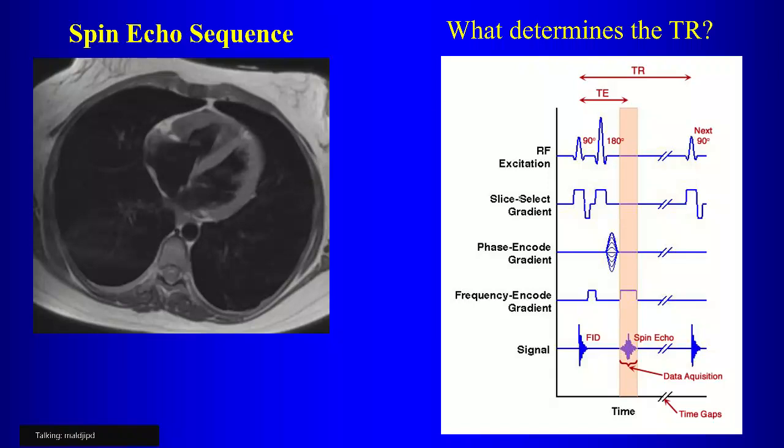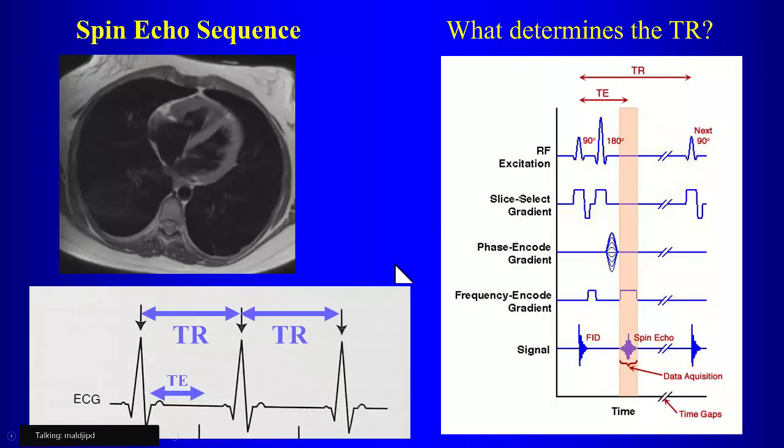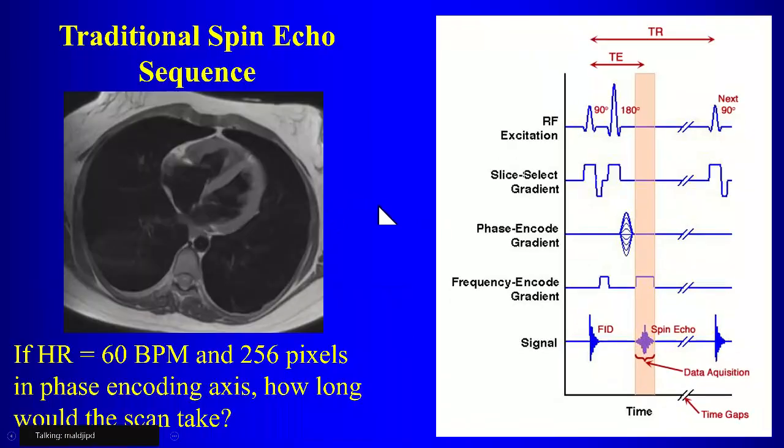The heart rate itself. So the TR will be set to the heart rate, okay? So that the intervals between the excitation pulses are set to the heart rate itself, so that you're able to generate this signal here for each heartbeat separately, okay? So then the TR, the distance between the excitation pulses, will be set by the heart rate, okay? So that sets the cardiac gating for your spin echo sequences.